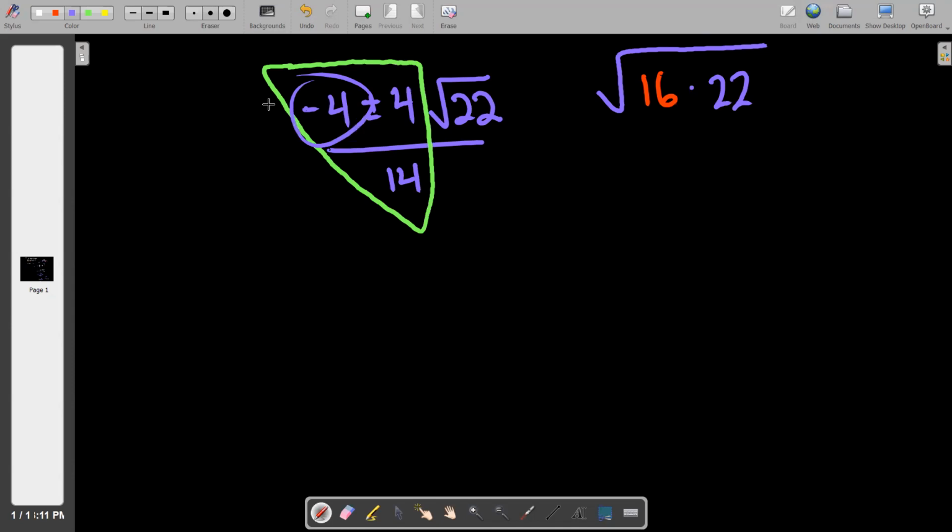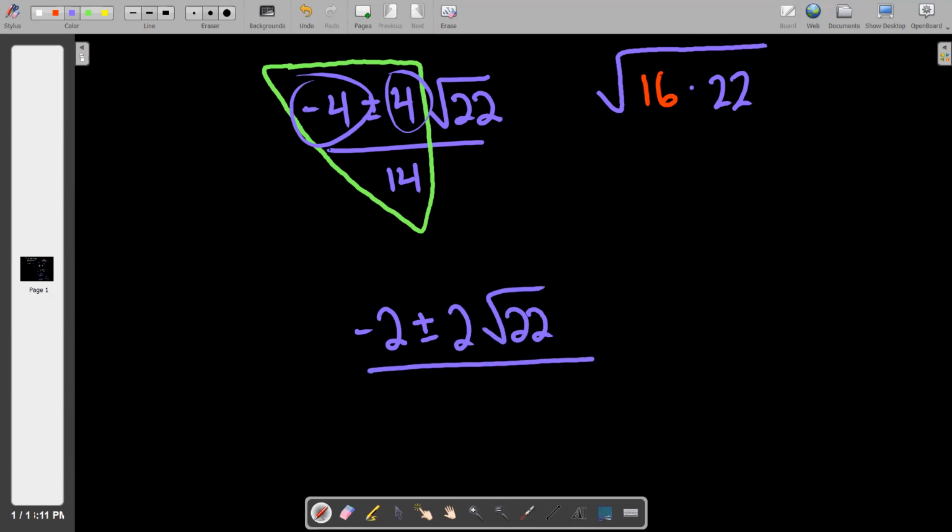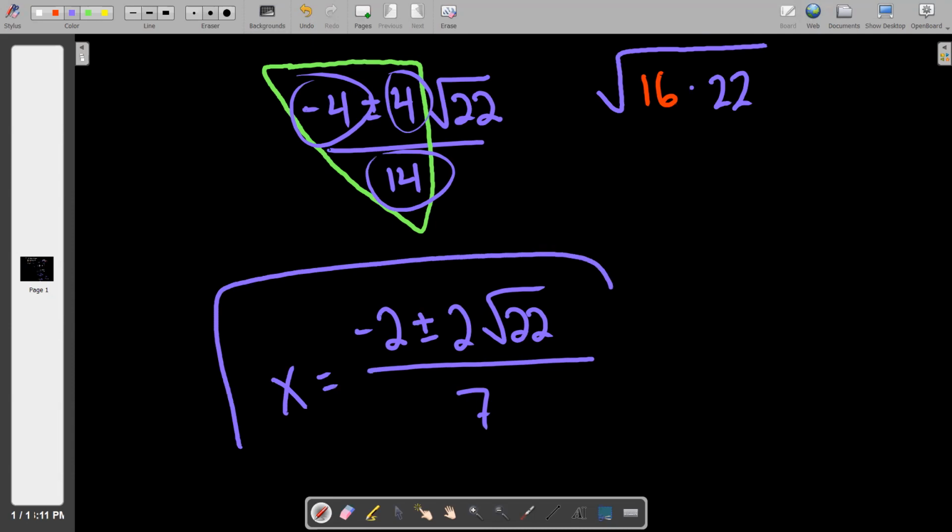The -4 becomes -2. And then we copy down the plus or minus. What does the +4 in front of the root become? 2. And then on the bottom, what is 14 divided by 2? Stick an x equals in front of that, put a box around it, and that's it.